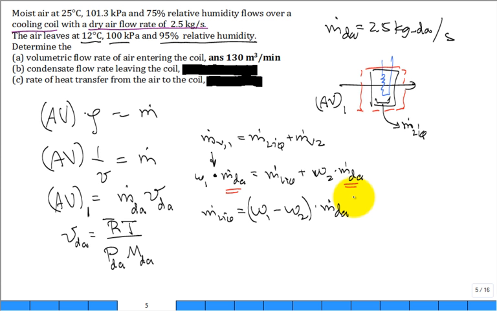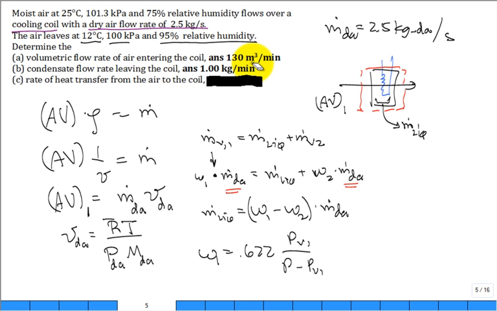0.622 PV over P minus PV, so omega 1 would be 0.622 PV1 divided by P minus PV1. And the same thing for omega 2. Okay, if I do that, I'll calculate 1 kilogram a minute. So 1 kilogram, you're thinking about one decent sized liter water bottle. That's how much condensate per minute coming off.